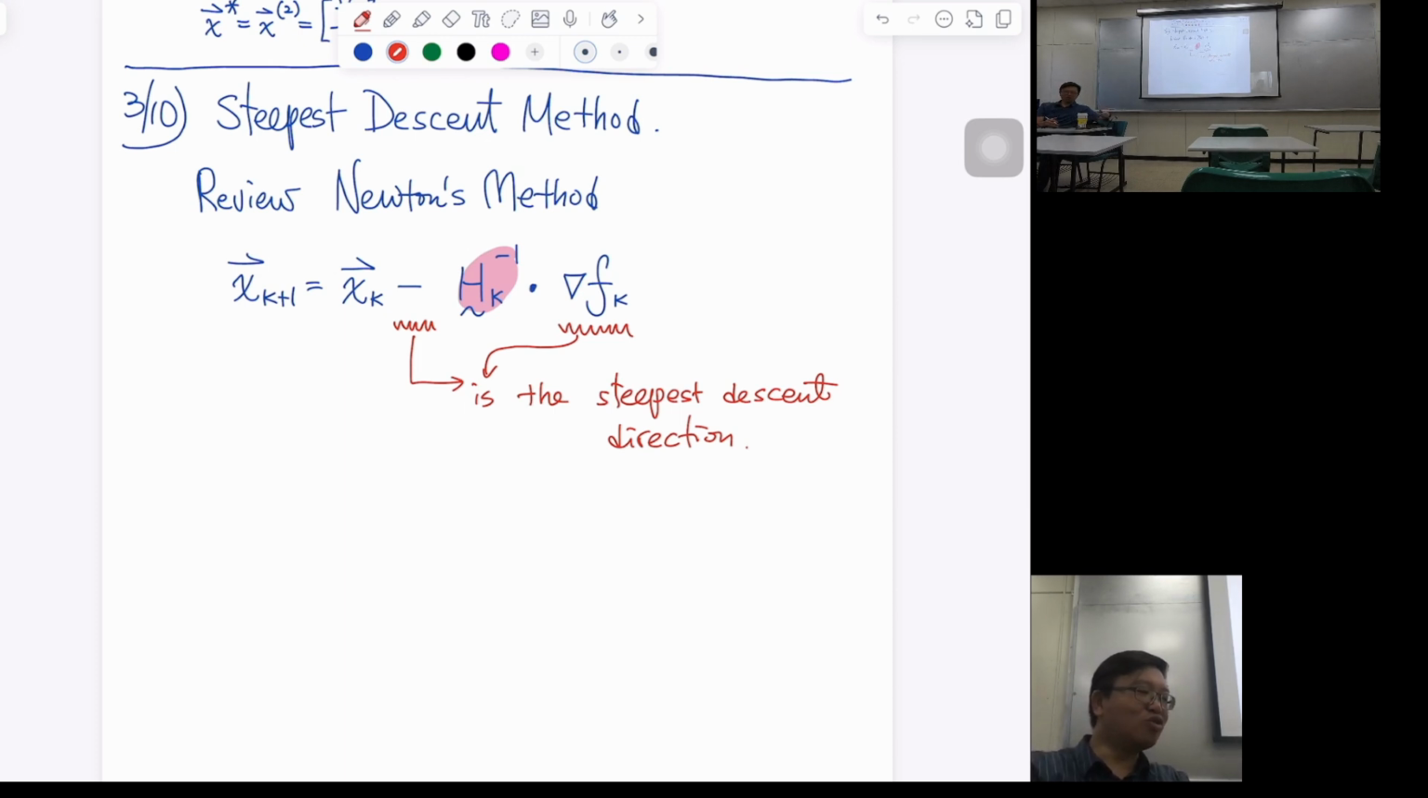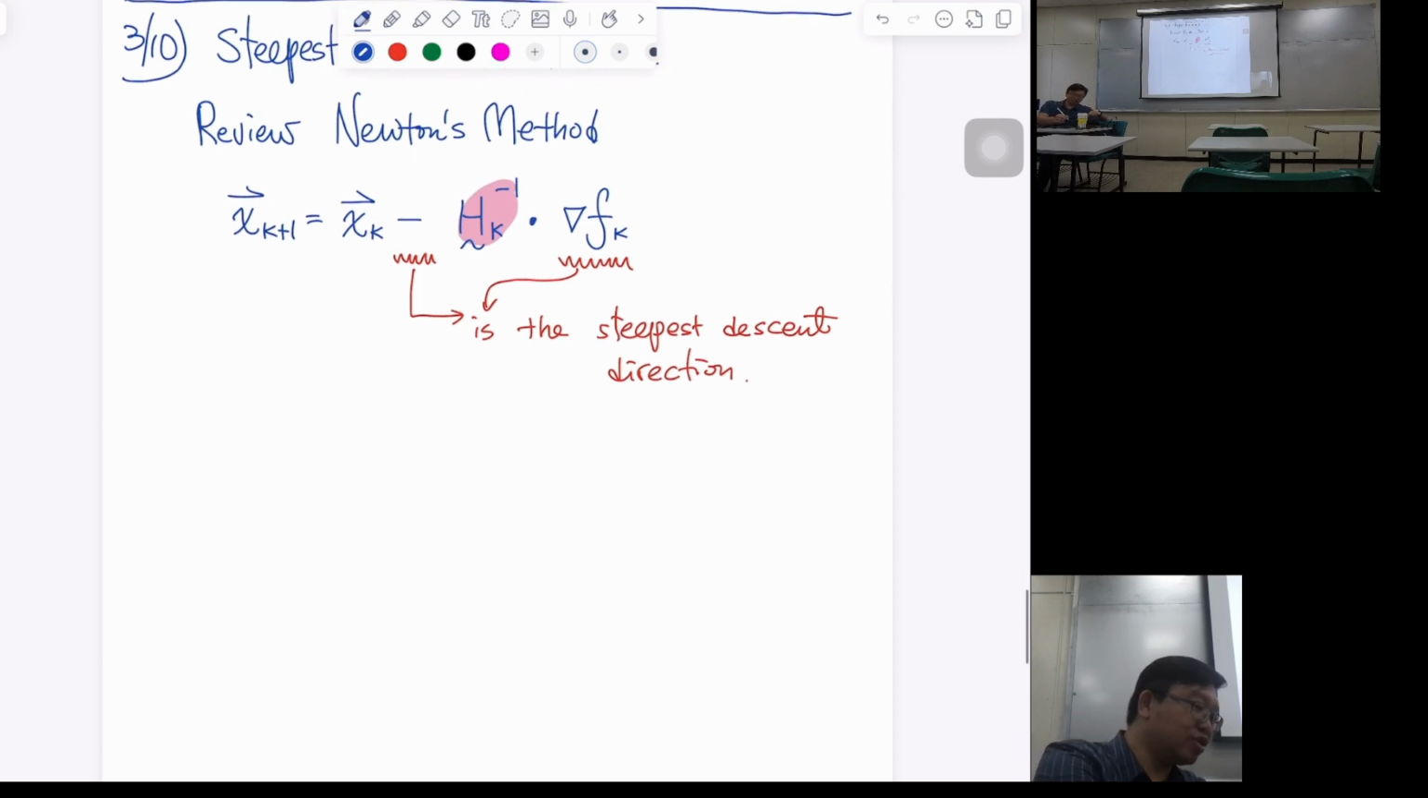So we want to use a different method, but there will be some disadvantage. Without the Hessian, we don't know how far we will be moving, and also there is no correction to the direction. Okay? So let me show you what steepest descent will do for the iteration.